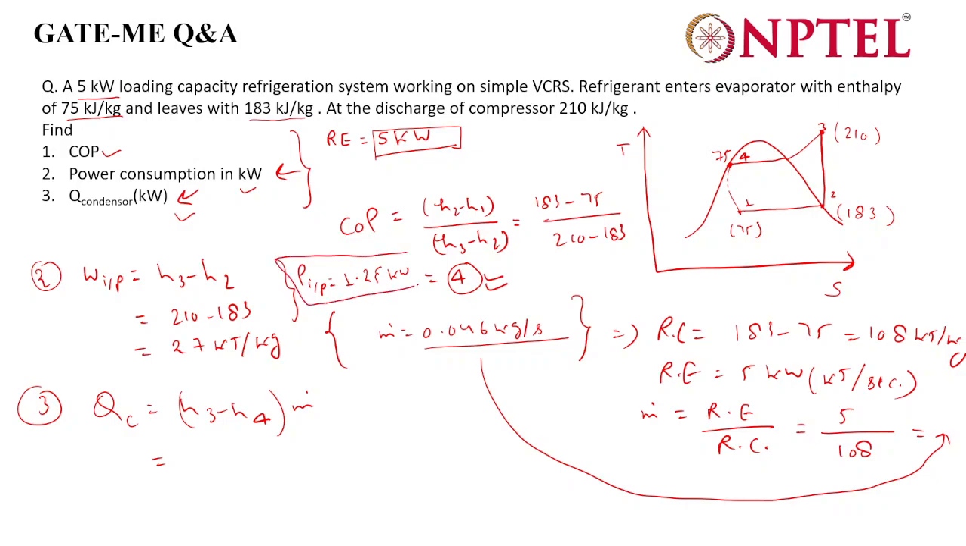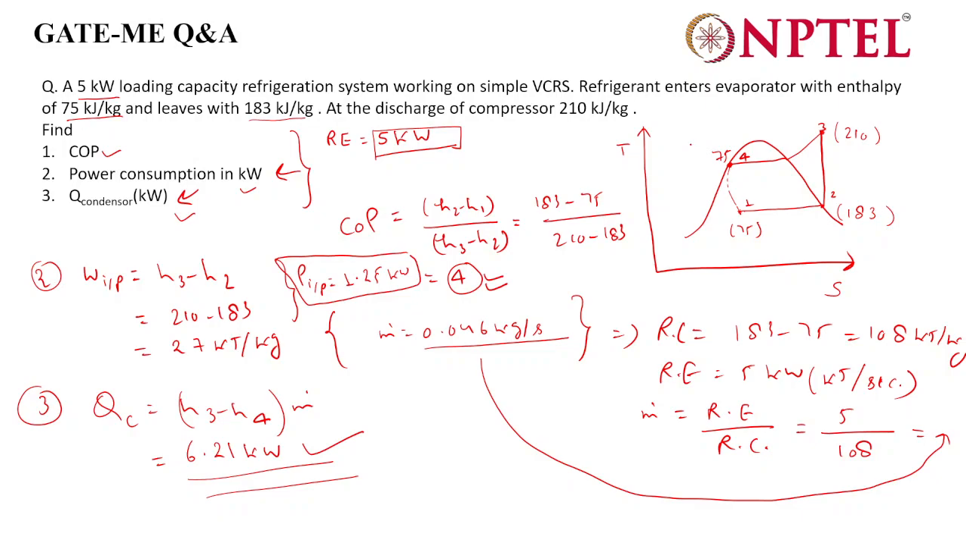It will come the same when we do the power input as the refrigeration effect by COP. When we divide this, I think 5 by 4, so the same will come. So when we find QC is equal to (H3 minus H4) into m dot, what will come? Has anyone calculated? 6.21 kilojoule per second, okay, kilowatt also. Same answer. So all others, is it clear or not?